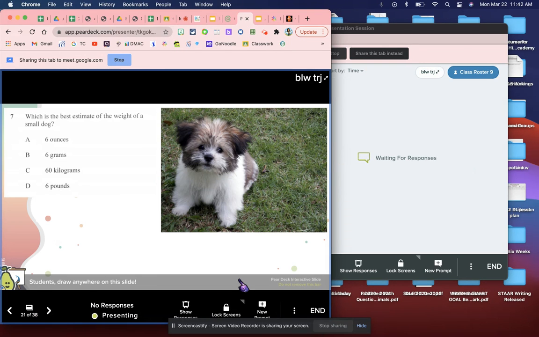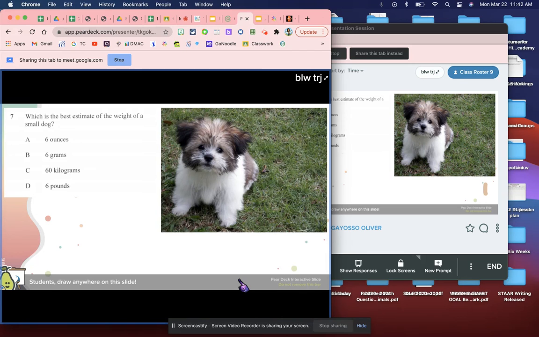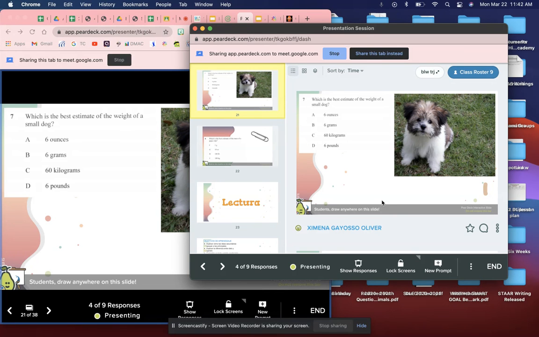How about a little small dog? How do we measure the small little dog? The weight of the United States. What do we use in the United States? Ounces, pounds, tons.